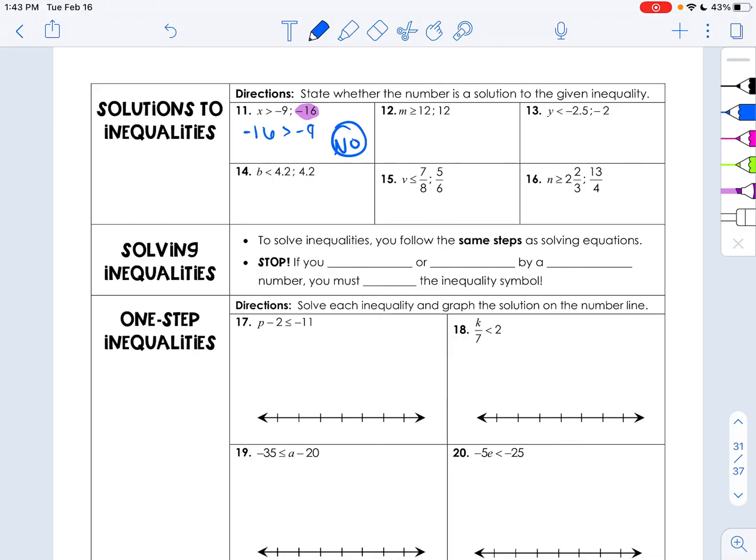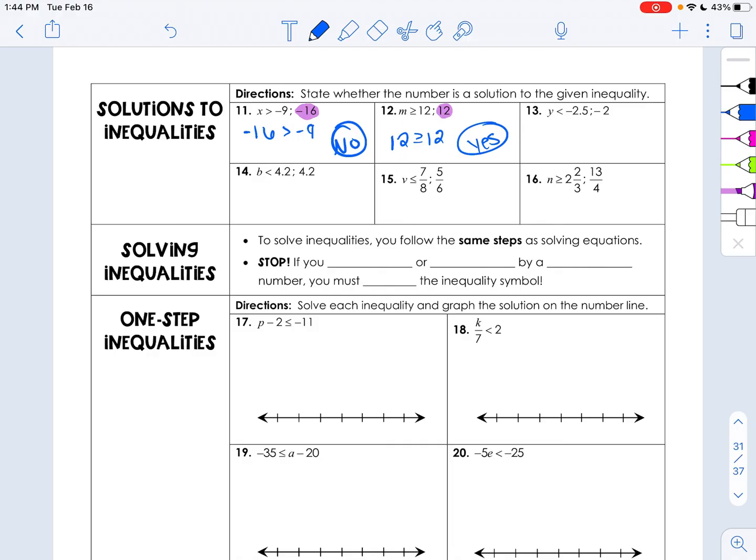We can do the same thing with 12. Replace m with 12 because I want to know if 12 is a solution to this inequality. So 12 is greater than or equal to 12. Because I have the equals to, I can say that yes, this statement is true. If I didn't have the equals to in my inequality, it wouldn't be true. But because I have the equals to, I can also include the number 12.